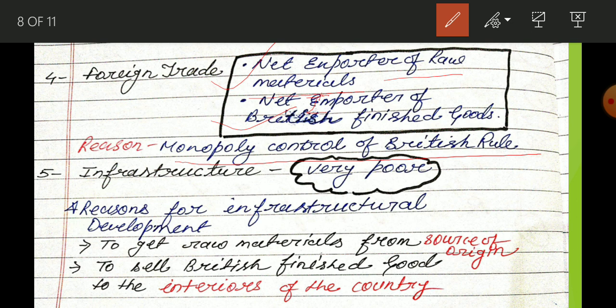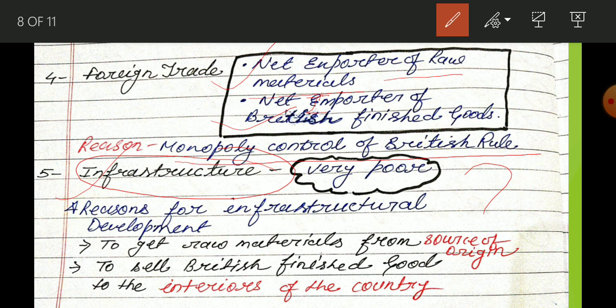Okay, the next heading that we will learn in detail is infrastructure. In just one line we can write: infrastructure was very poor. Why was it very poor? First of all, what is the meaning of infrastructure? What do you mean by infrastructure?